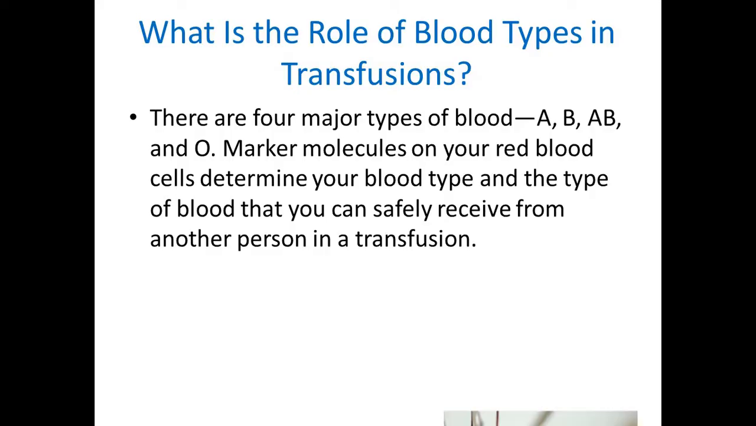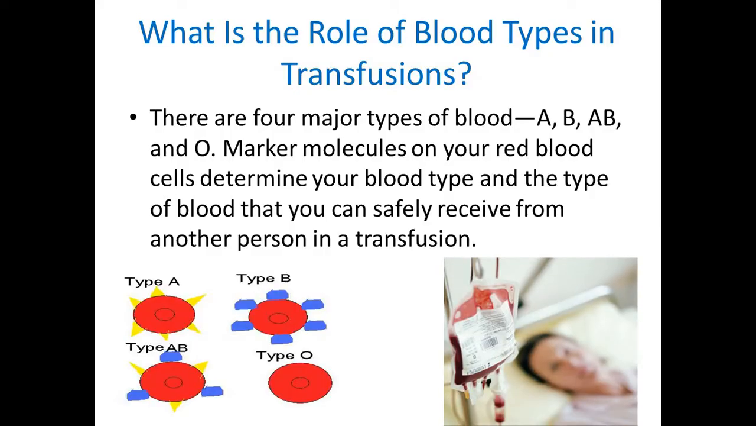Now as I said to you, we have four types of blood. Blood A carries marker A. Blood B carries marker B. Blood AB carries both marker A and B. Remember, markers determine the blood type and determine the type of blood that you can safely receive.